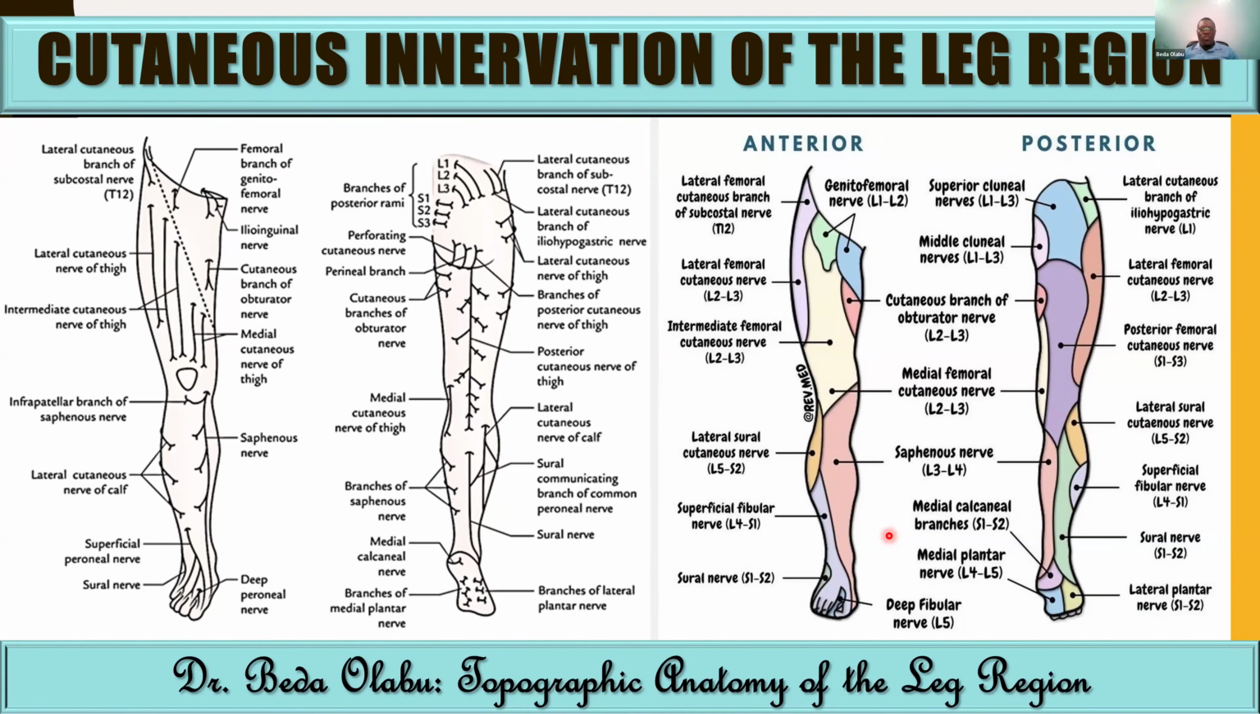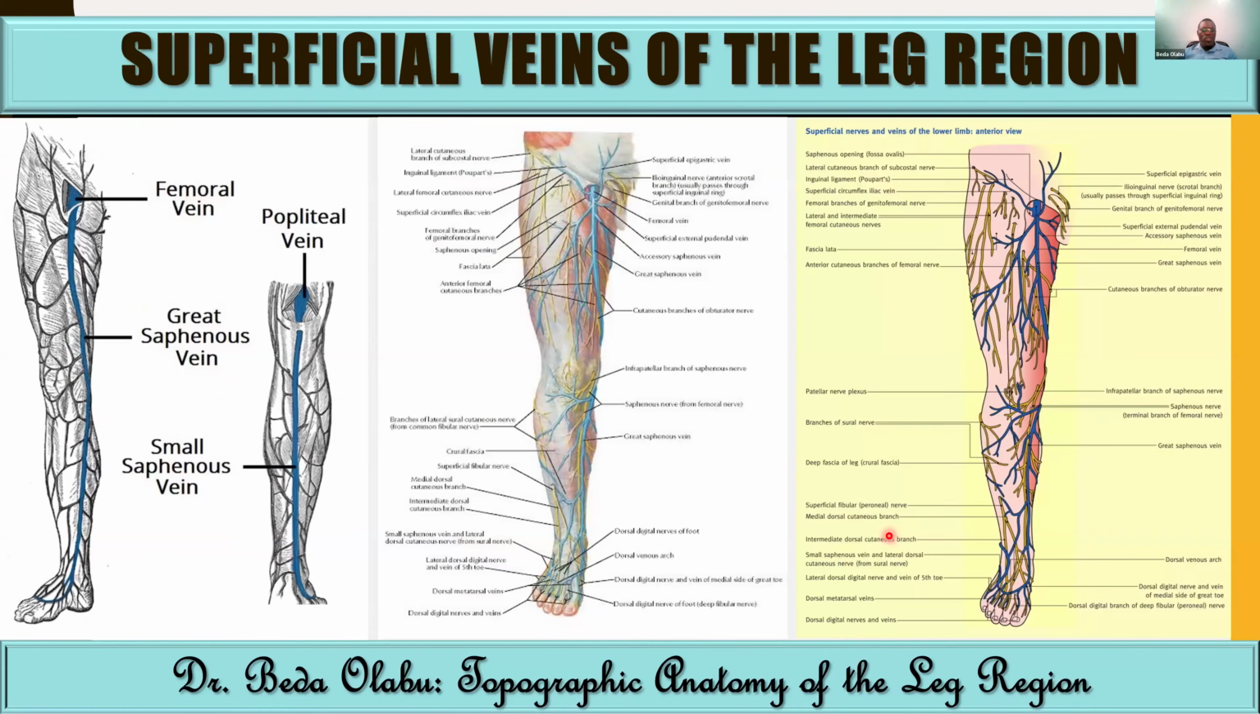How about superficial veins of the leg? Superficial veins of the leg will not necessarily be unique to the leg because they extend to maybe the whole of the lower limb. And we've talked about superficial veins of the lower limb. We mentioned that the superficial venous system of the lower limb is predominantly the saphenous venous system, where we have the great saphenous venous system on the medial aspect and the small saphenous venous system on the lateral aspect.